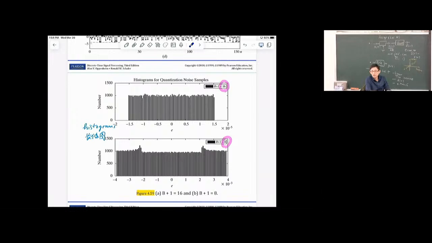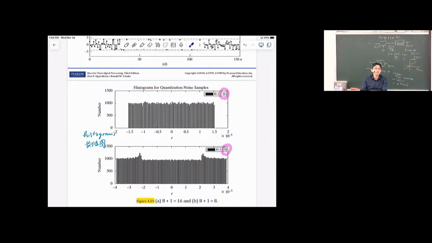Obviously they are different, right? So which one looks more uniform? The top one or the bottom one? The top one, right? So there's a kind of a practical lesson here. The error in practice indeed looks pretty uniform when we increase the number of bits.